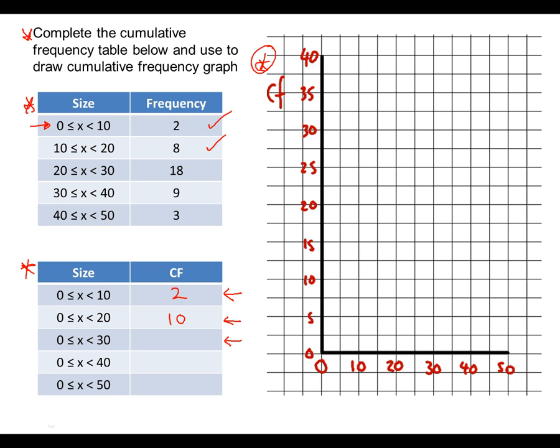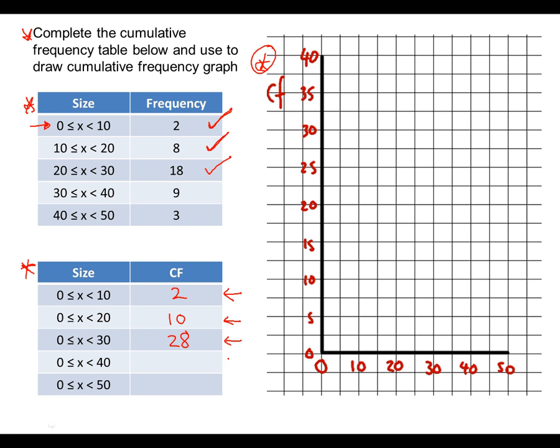Right, let's fill in the next box. The next box wants to know how many people we've got between 0 and 30. That will include between 0 and 10, between 10 and 20, and also everyone between 20 and 30. So this time, we will add up all 3 of those. When we add up the 2, the 8, and the 18, we will get the answer of 28.